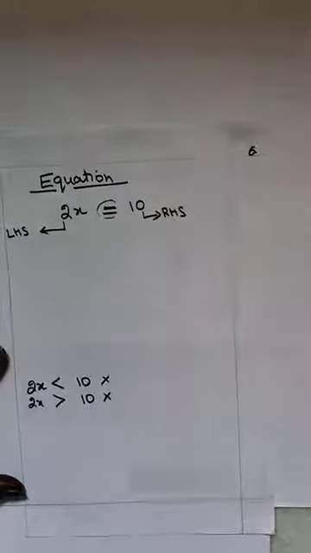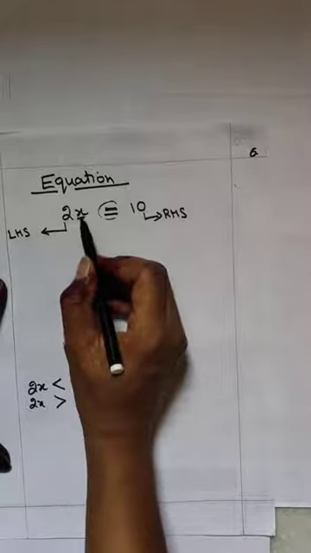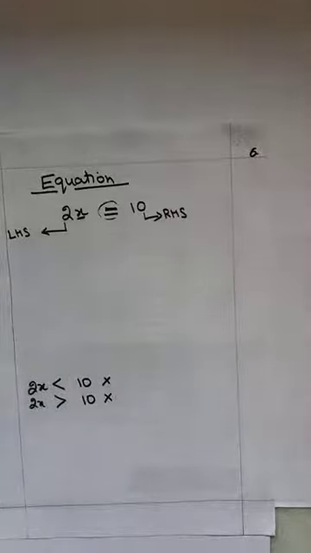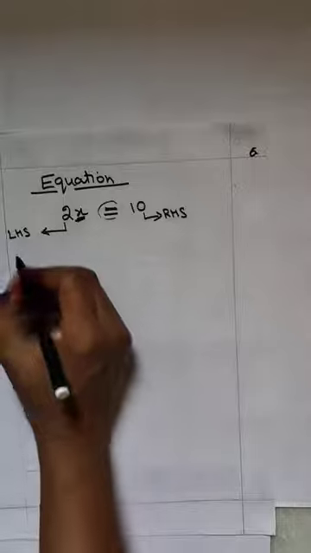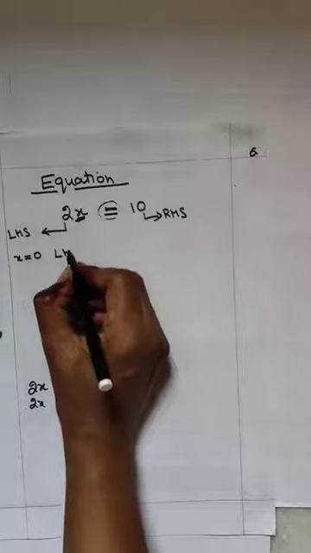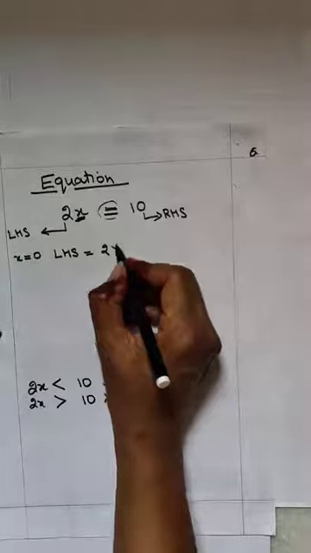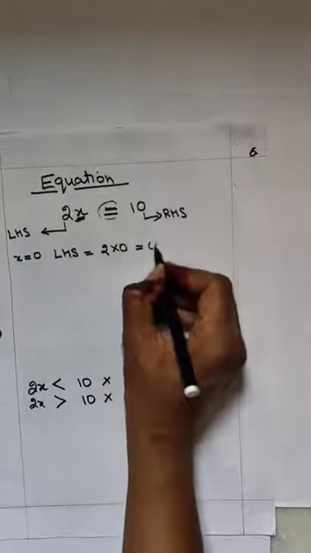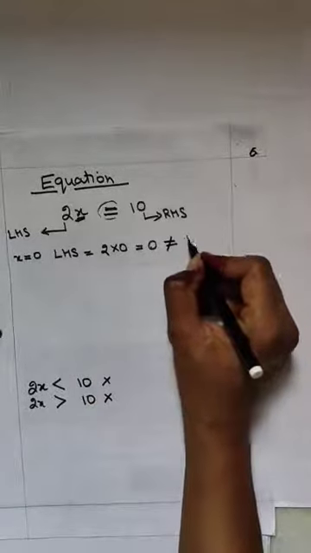So this is an equation, and we can solve any equation only when we have the value of the variable, that is x here. Now I am going to tell you how to find the solution of the equation. Solution of the equation means the value of this x. Now suppose we take x equal to 0. Left hand side is 2 multiplied by 0, which is equal to 0. Is 0 equal to right hand side? No, it is not equal to RHS.